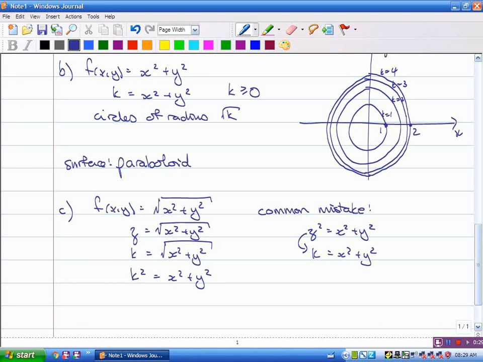Because your r squared is k squared, so your r is k. So as k increases in equal increments, your radius also increases in equal increments. So once again, you get a family of circles, but this time evenly spaced.